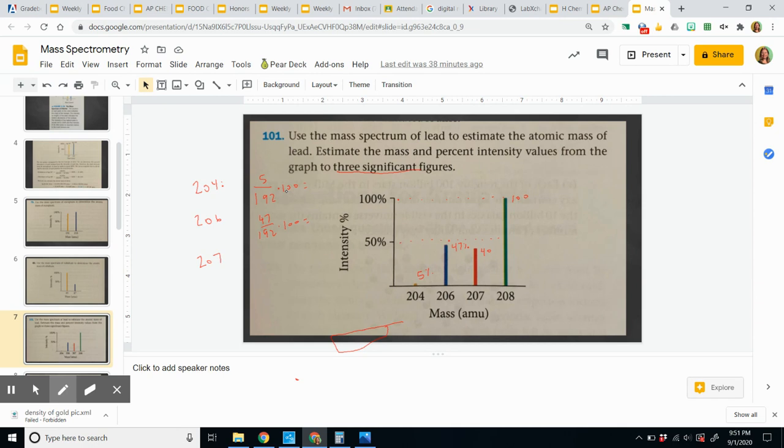207, which is going to be 40 over 192 times 100. And last but not least, 208, which is going to be 100 over 192. Okay, and let's calculate those amounts.